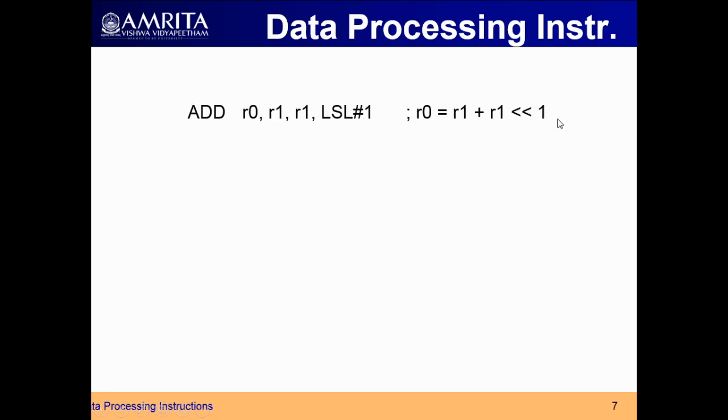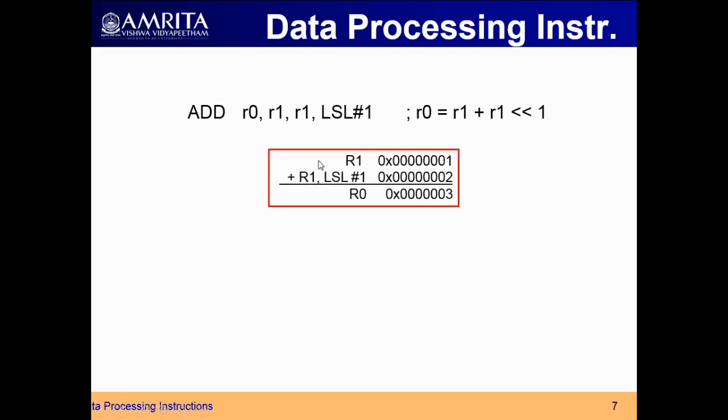Then we will see the third type of add. Here the second operand is a shifted register. What will be the operation done here? R0 equals R1 plus R1 left shifted by 1. More details of shifting we will see in the forthcoming slides. For now, we understand that LSL stands for logical shift left, and #1 shows how many times you need to shift left. Here you need to shift only once. So the operation is R0 equals R1 plus R1 left shifted by 1.